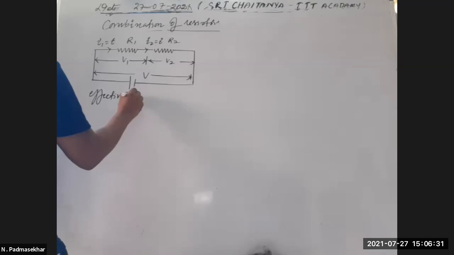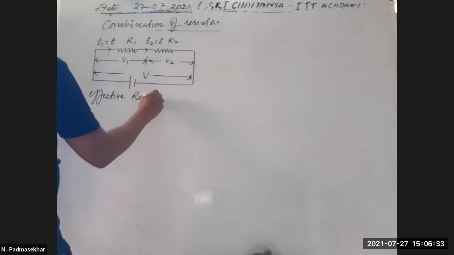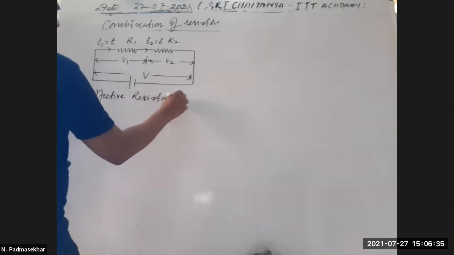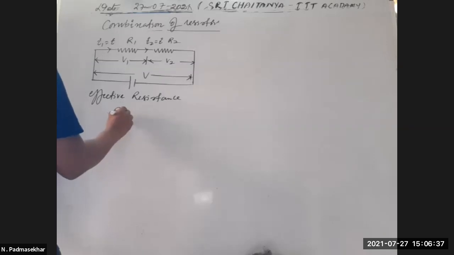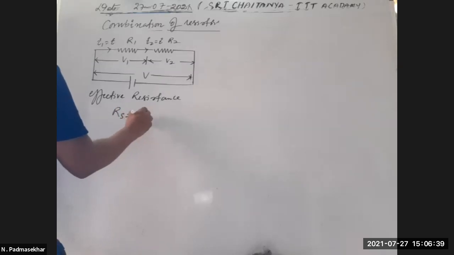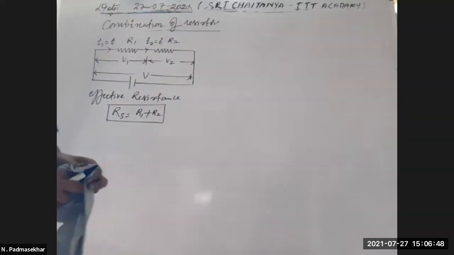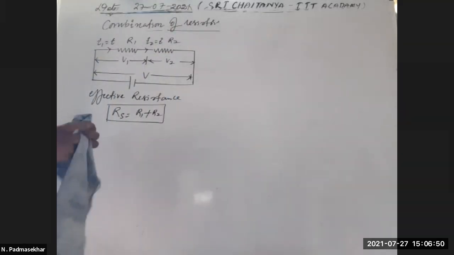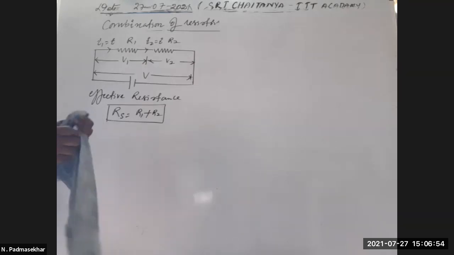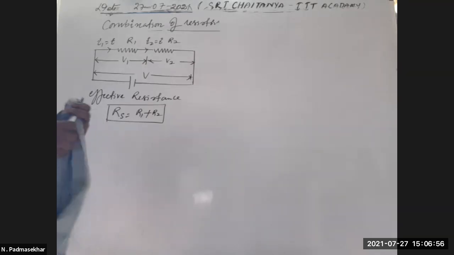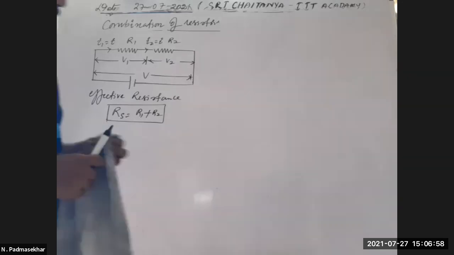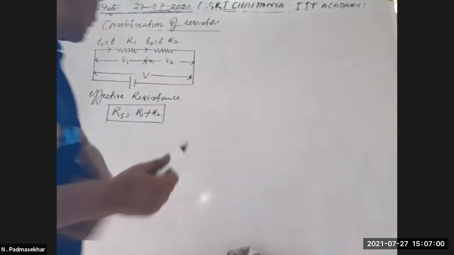ఎఫెక్టివ్ రెసిస్టెన్స్ అంటే RS is equal to R1 plus R2. అంటే సిరీస్ కాంబినేషన్ RS, this means series combination. RS is equal to R1 plus R2, right? So RS is equal to R1 plus R2. Sure.